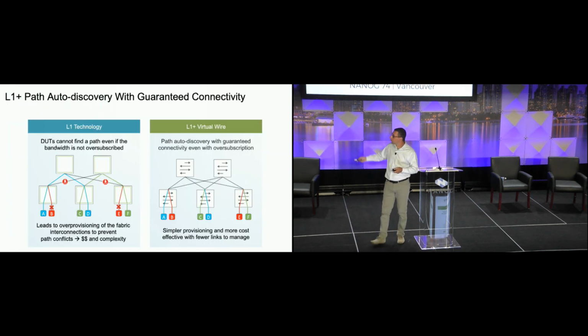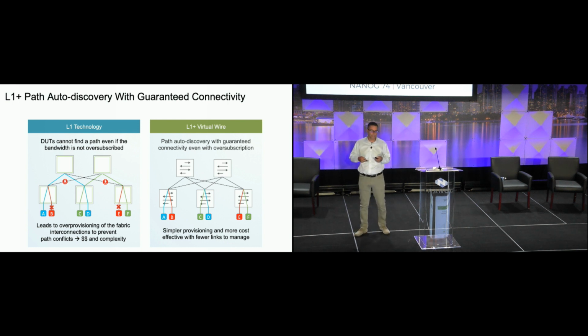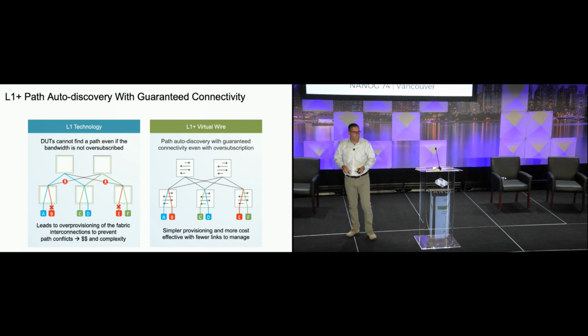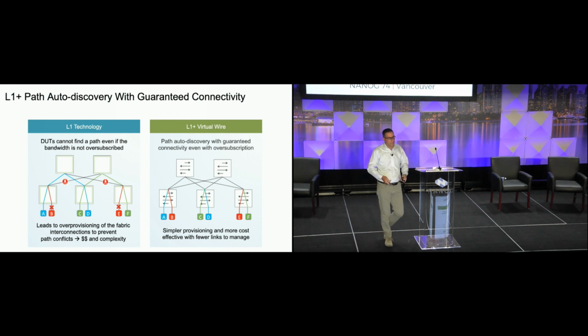Now, let me actually review the 4 advantages of this technology over a traditional layer 1 switch. This is actually what I call layer 1 path auto discovery with guaranteed connectivity. Here, let's say you bought a traditional layer 1 fabric, right? And what you have here is 6 ports down, and then each device has also 2 uplinks. So this is actually non-blocking. Technically, in networking language, this is a non-blocking architecture because you have equal bandwidth leaving the switch as you have serving the devices under test or the edge ports.